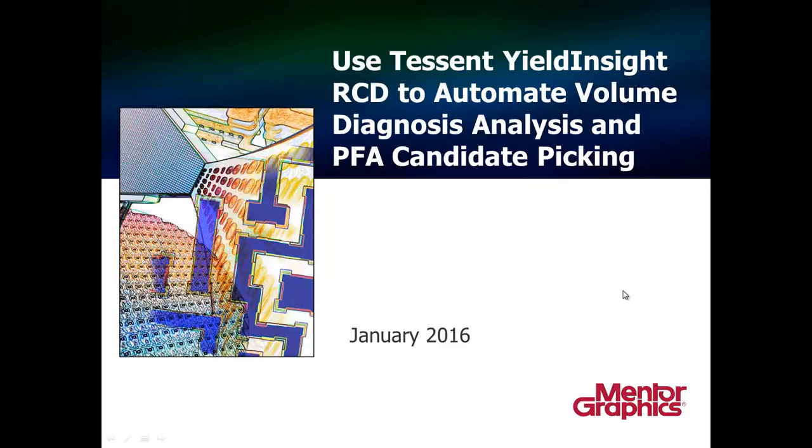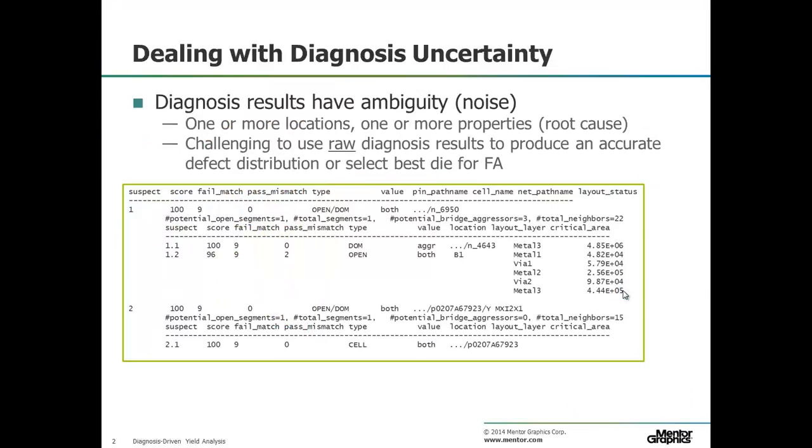Today, I'd like to show you a feature in Tessent YieldInsight called the RCD to automate volume diagnosis analysis and the PFA candidate picking. Diagnosis-driven yield analysis is to analyze volume diagnosis results and try to find out root causes and also pick the die for PFA. However, we all know that diagnosis results have ambiguity or noises.